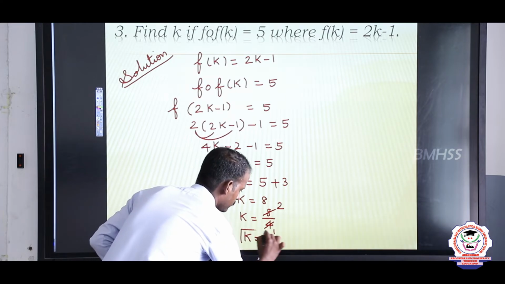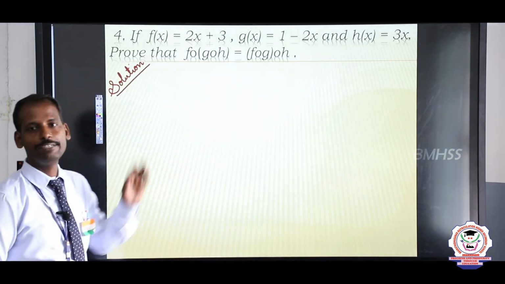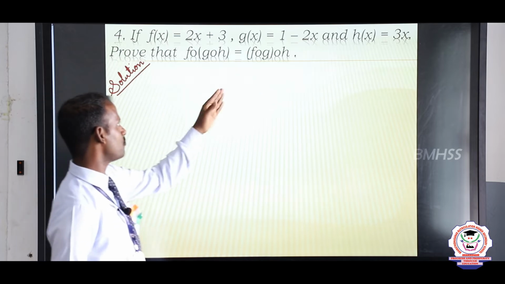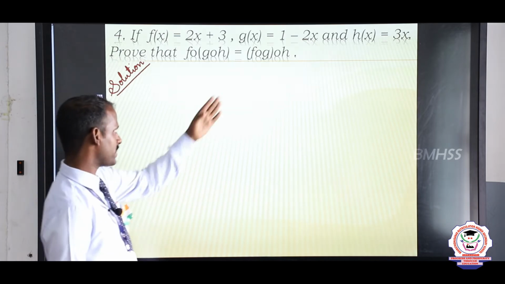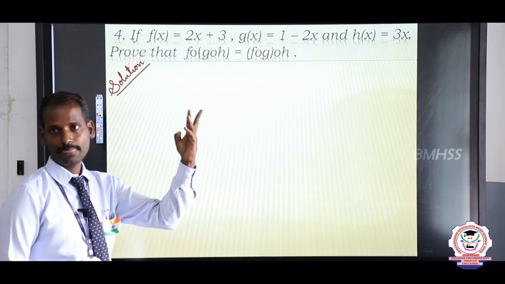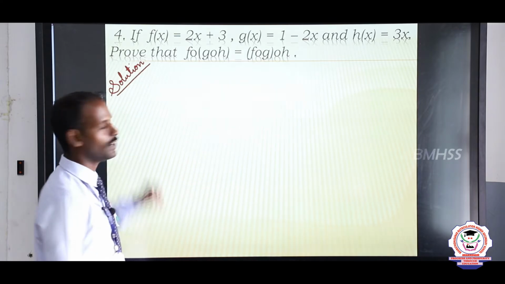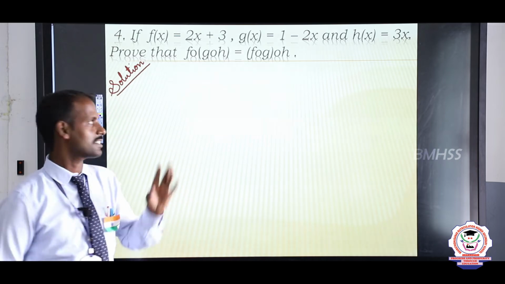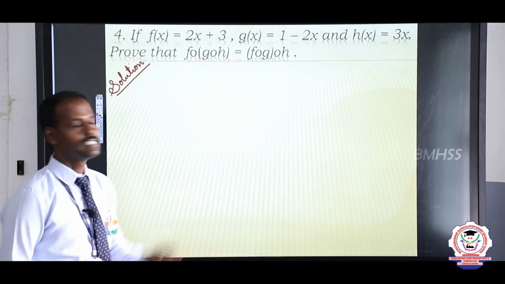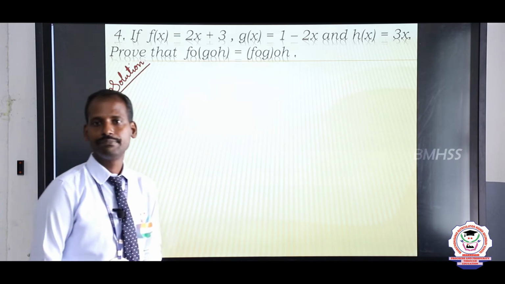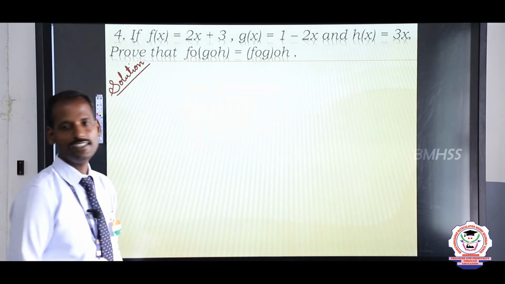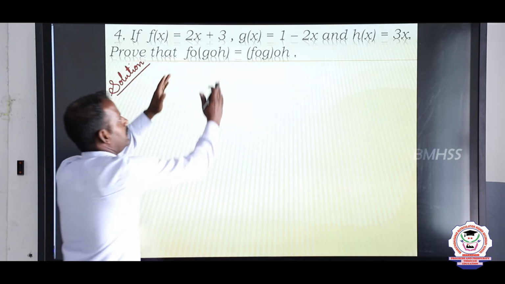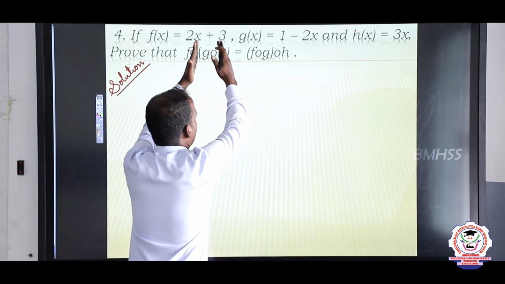This is the answer. The fourth one: if f of x equal to 2x plus 3, g of x equal to 1 minus 2x and h of x equal to 3x. These are the three types of functions. First f of x, second function is g of x, third function is h of x. Then prove that f naught g naught h is equal to f naught g naught h. Here you have to simplify the bracket parts.